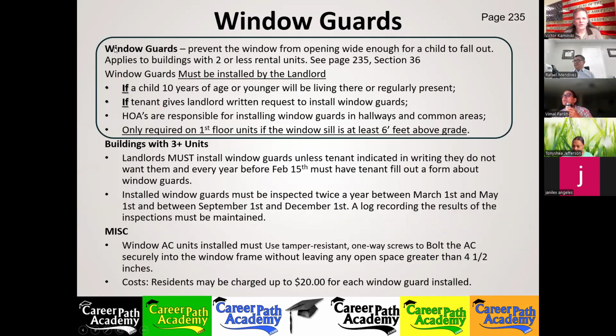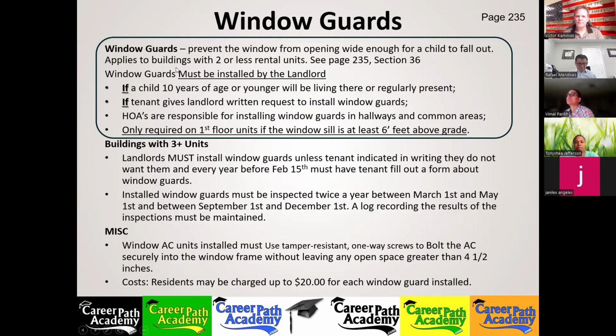Now, what you need to know is the section here in the top in the box, okay? The rest is useful information, but this is the only stuff you need to know for exams. Usually they throw something on exams about window guards. And window guards, what are they? Well, they prevent the windows from opening wide enough that a child can fall out of them.